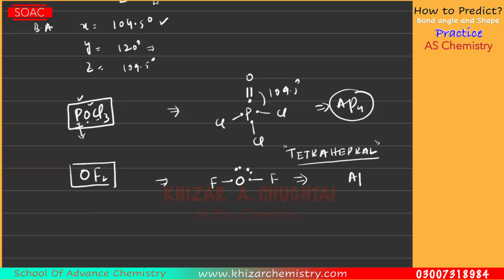And smallest angle, 104.5. Good. Why? The bond angle is basically, the second F will be over here rather than lying over here. So it's bonding. The smallest angle between the two OF bonds is equal to 104.5 degrees, and its shape is said to be V shape, or bent shape, or angular shape, or non-linear shape.